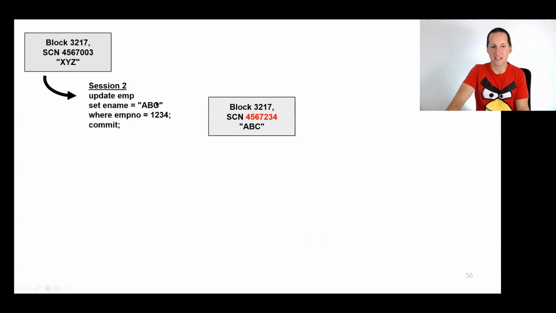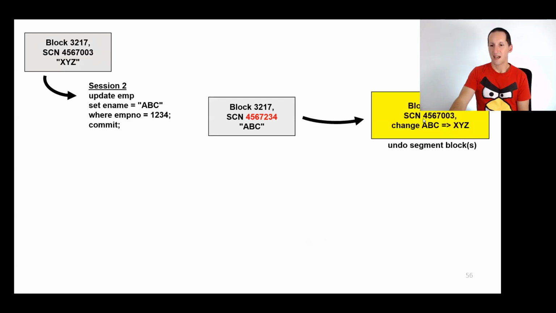So that update says, yep, take block 3217, change XYZ to ABC because that's what the update statement says, give it a new SCN number, 4567234. As a result, that transaction must obviously record undo because I might want to roll back that transaction. So the undo information says block 3217, if I want to undo the SCN from 234 back down to 003, I would change ABC back to XYZ. That's what goes in the undo information.